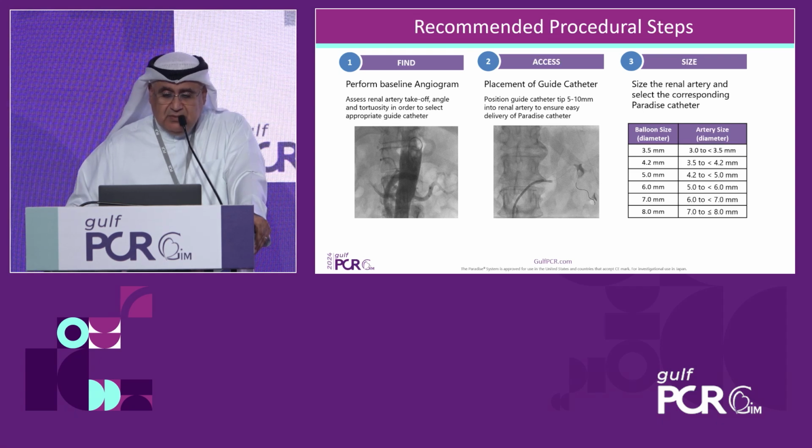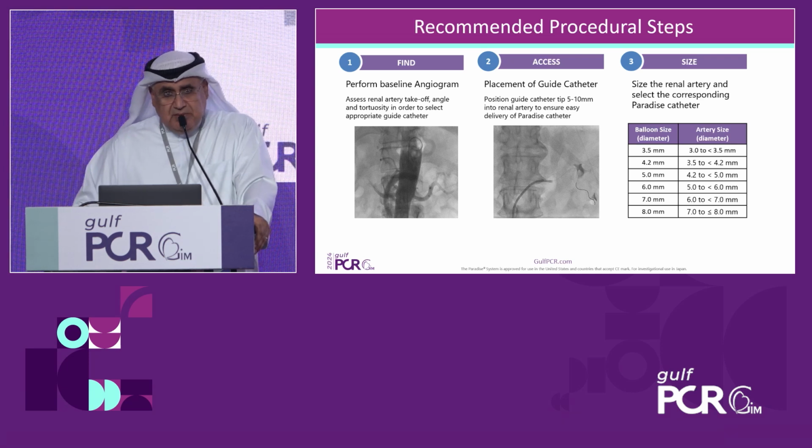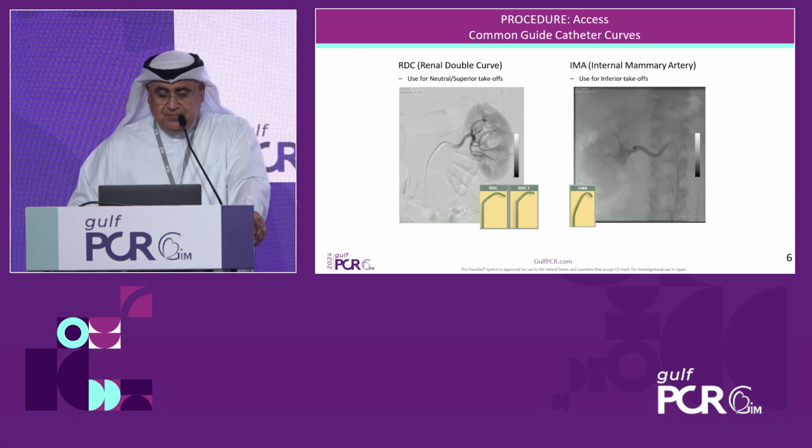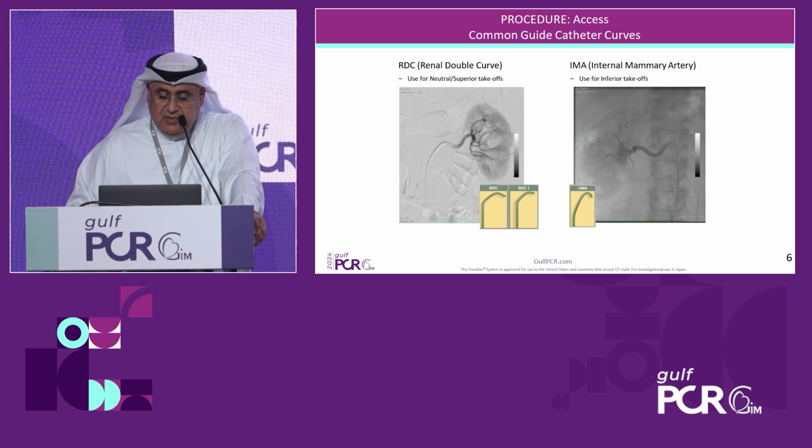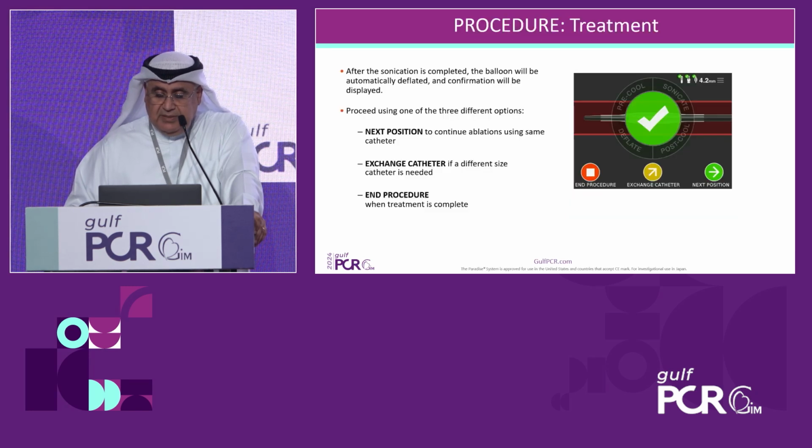And then placement of guide catheter, positioning guide catheter tip a bit deep as possible to get better support, because we do have this kind of device delivering some kind of resistance, so you need some kind of support. And I use sometimes also extra support wires. And then the sizing here with our Paradise system starts from 3.5 to 8 millimeter, according to the table in front of you. We have two kinds of delivery catheters so far here. We have the RDC and RDC1 and Lima for the inferior uptake.